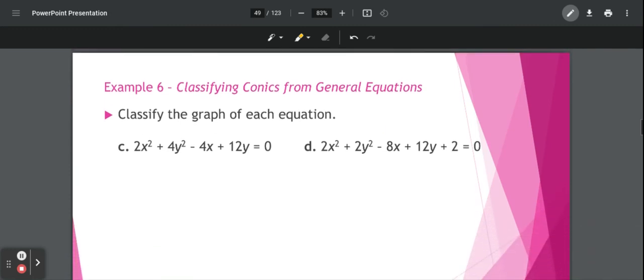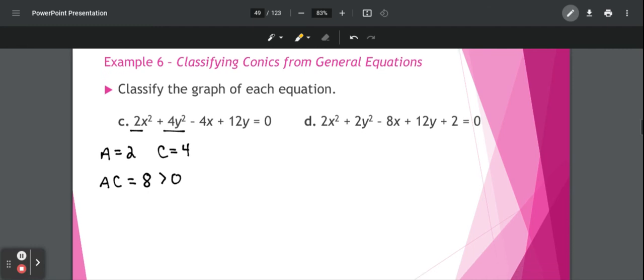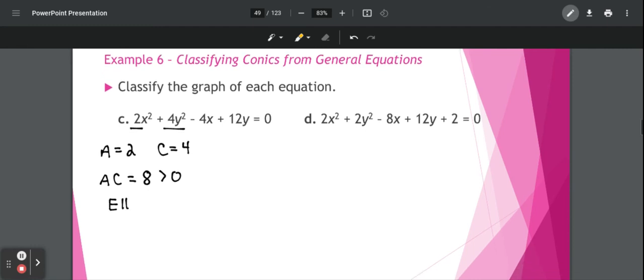If we look at the next one, letter C, our A is 2 and our C is 4. And so if we do A times C, we get 8. 8 is positive, or greater than 0, which would mean that you have an ellipse. And if we look at letter D, our A is 2 and our C is 2. So don't get caught up in thinking that if I multiply them together, it's positive, so it's an ellipse. Remember that if they're both exactly the same, it's a circle.